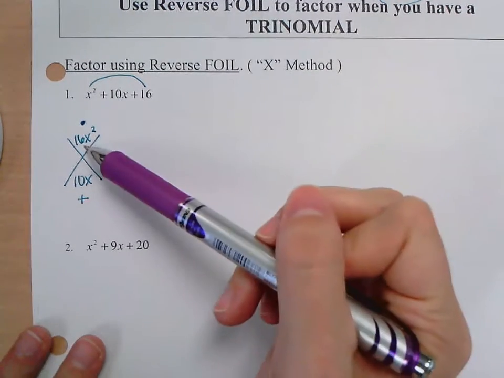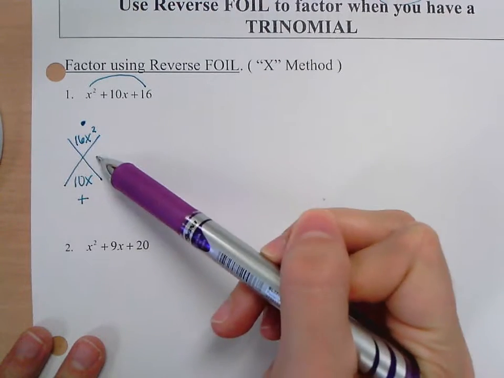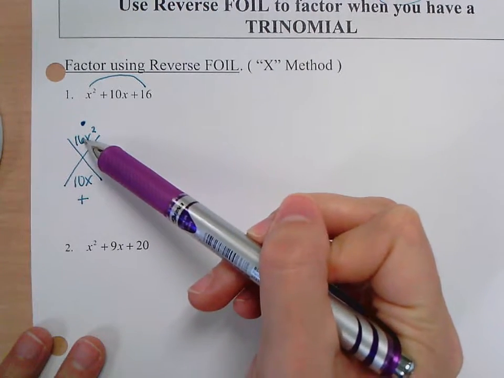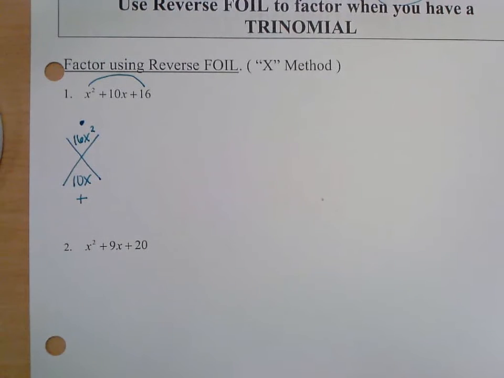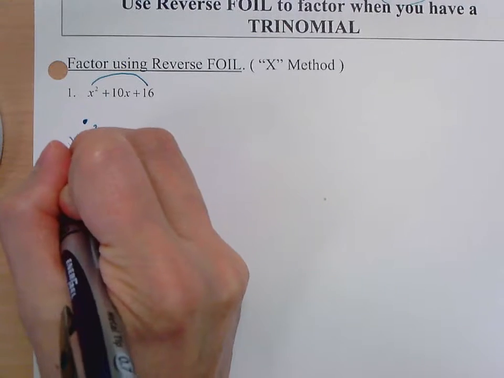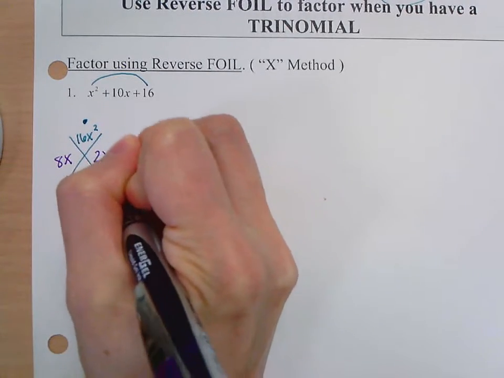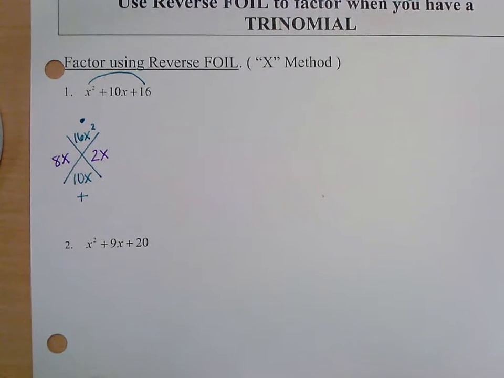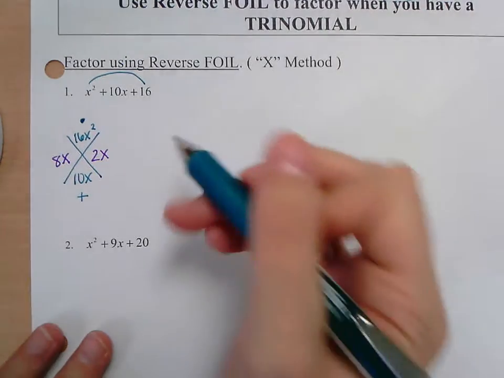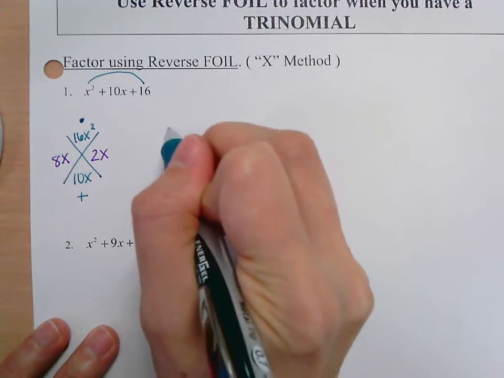Okay, so you know that both terms are going to have an x. Look for two numbers that multiply to 16 and add to positive 10. You can use your gold sheets that I gave you. Jennifer? 8 and 2. So 8 times 2 is 16. 8 plus 2 is 10. So I would have 8x and 2x. Okay, then I can set up the box.